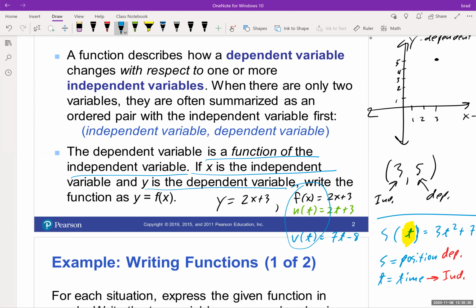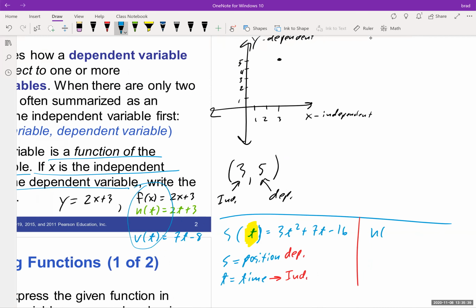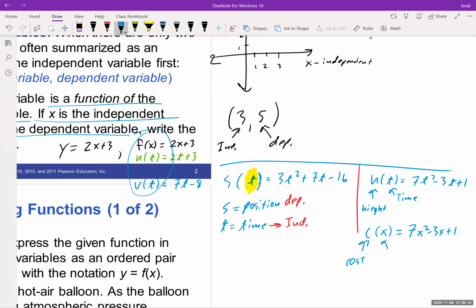The reason I like functional notation better than just saying y equals is that functional notation basically describes what you're working with. So in this case, if we are talking about s, we could also have called it h of t is equal to 7t squared minus 3t plus 1. And in this case, h stands for height, and this stands for time. So that way I can just describe to somebody. If we were doing a cost function, I could say c of x is equal to 7x squared minus 3x plus 1. And in that case, this is the cost, and this is the number of items sold.